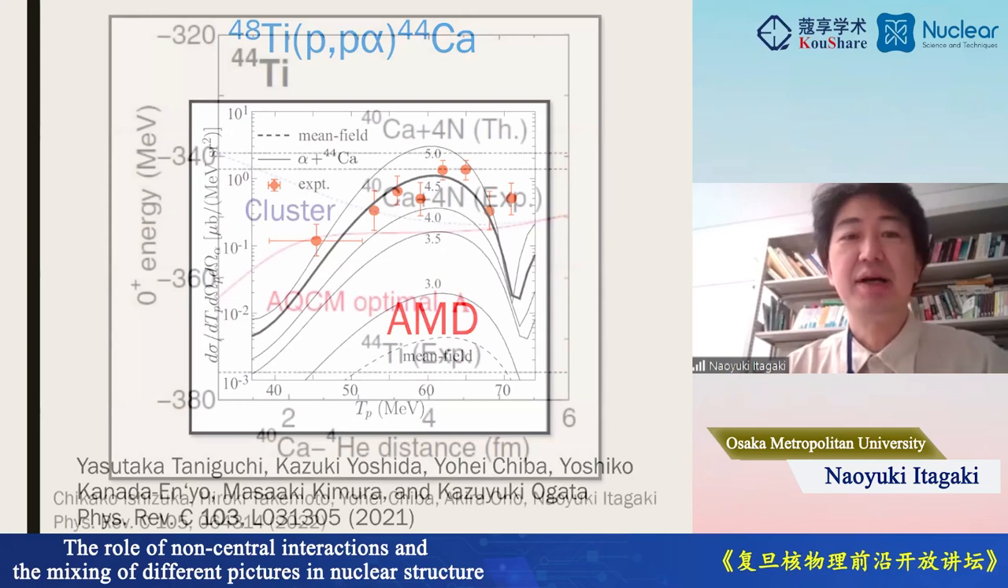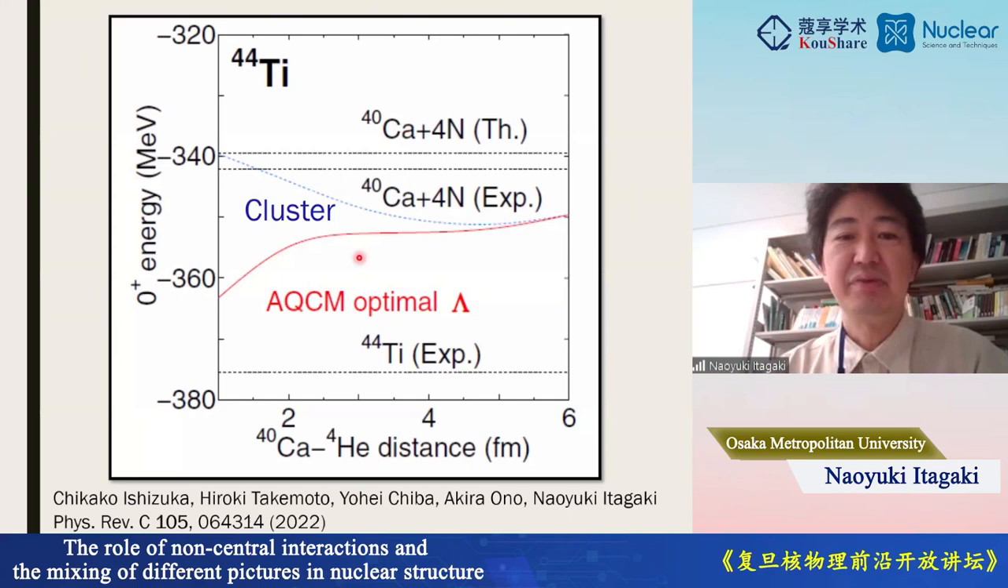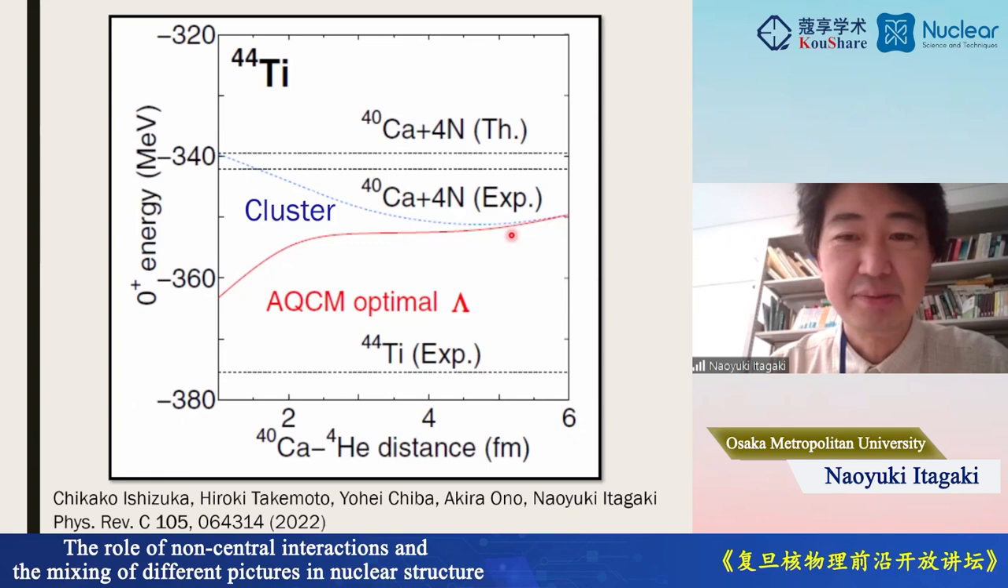So we can use our AQCM for this problem. This dotted line is a cluster model calculation, assuming calcium 40 plus alpha. And if we use our AQCM, where the alpha cluster can be broken due to the spin orbit, then it comes out something like this. The horizontal axis is the distance between calcium 40 and alpha. Then the alpha cluster starts breaking in our AQCM at the inner region and is completely broken.